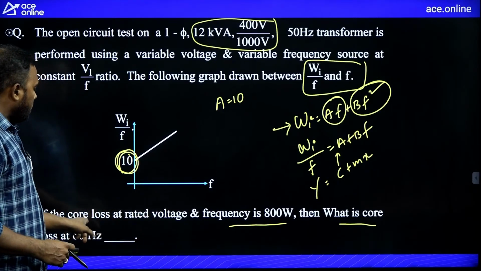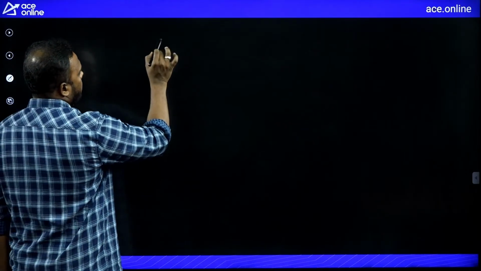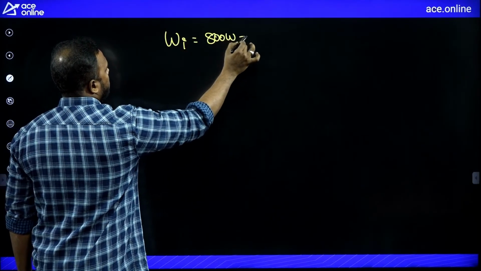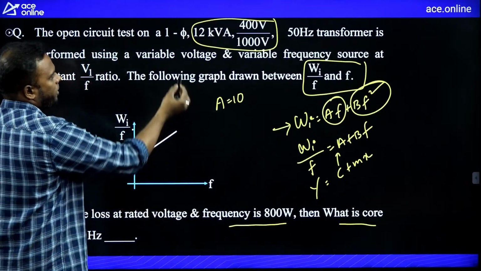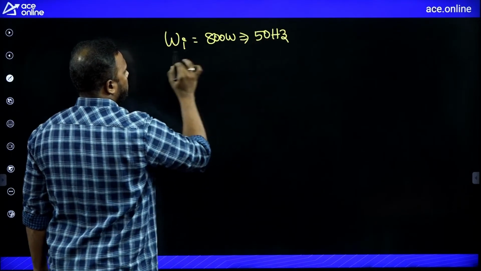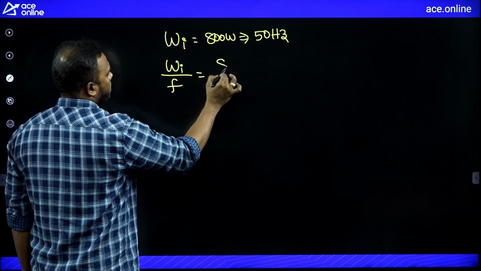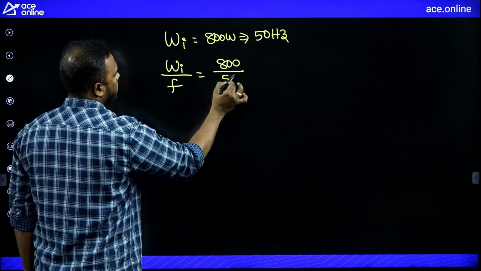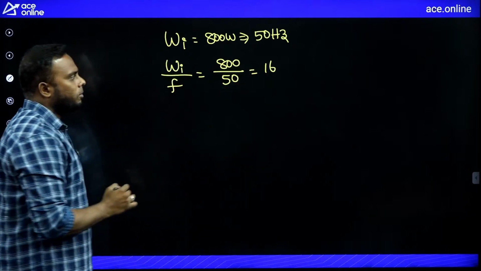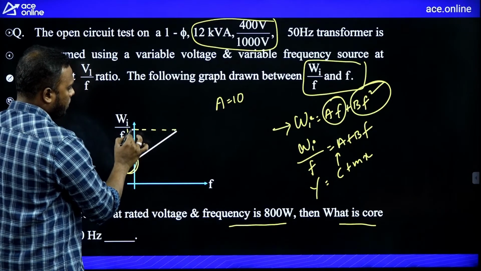See this. The core loss at rated voltage and frequency is 800, which means the iron loss is 800 watts. At what frequency is it? Rated voltage and frequency means 50 Hz here. Just take the iron loss. Wi by F value: 800 divided by 50. How much do we get? 16. So this value is 16.